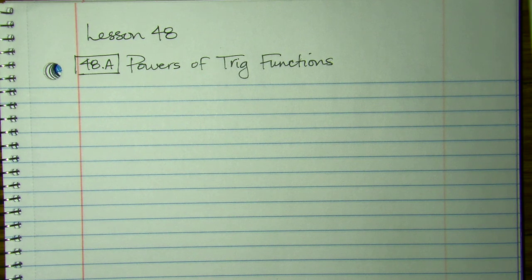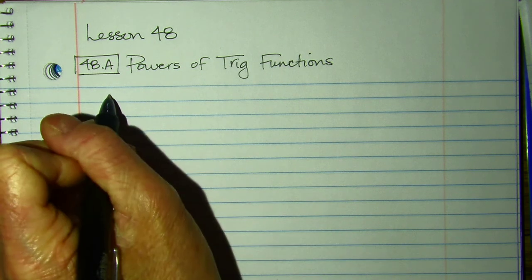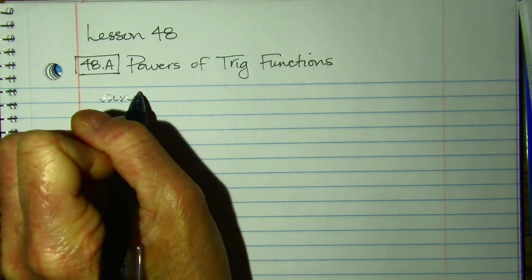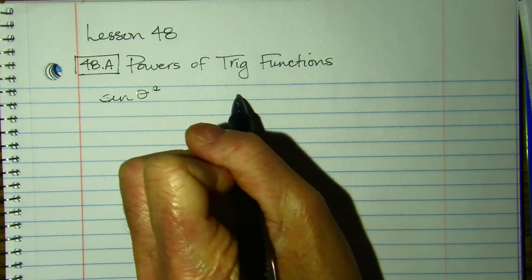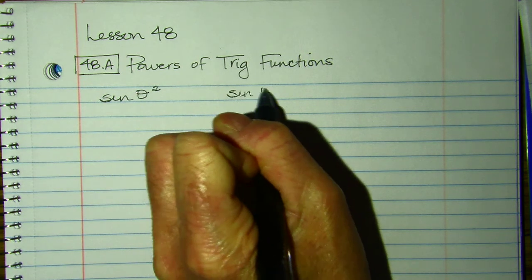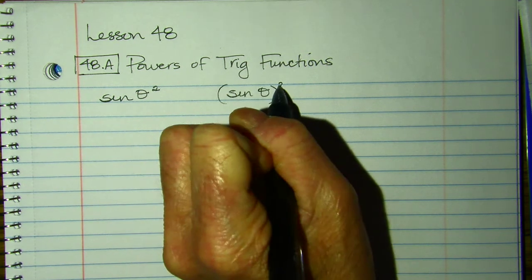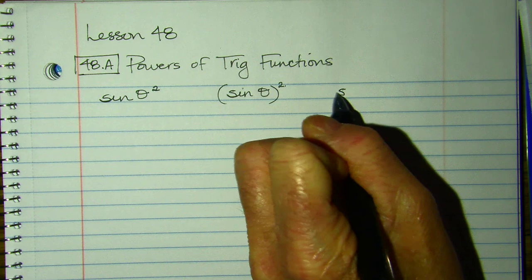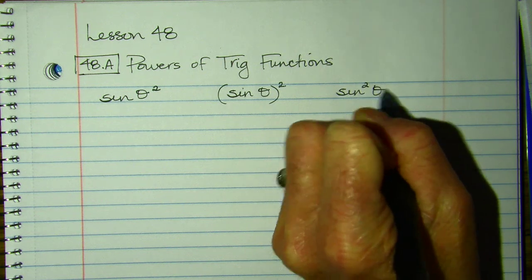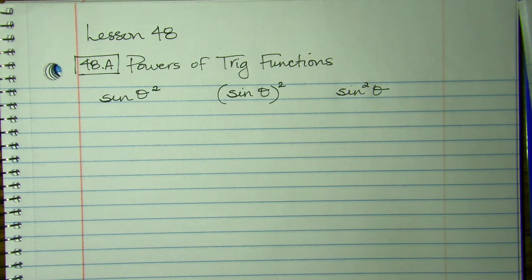All right, so powers of trig functions is 48.A. Powers of trig functions refers to something like sine squared. So I need to go over how that is written. For example, do I write sine of theta squared, or sine of squared and then theta? It talks about all the different ways to write it.